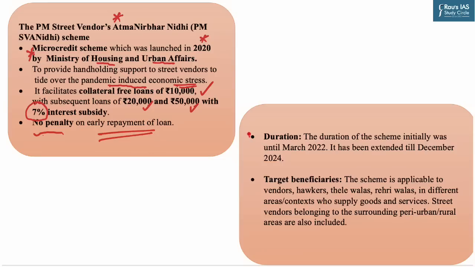Now, the duration of this scheme was initially until March 2022, but it has been extended till December 2024. Target beneficiaries include vendors, hawkers, thelewalas, rehriwalas in different areas who supply goods and services. Street vendors belonging to the surrounding peri-urban or rural areas are also included.